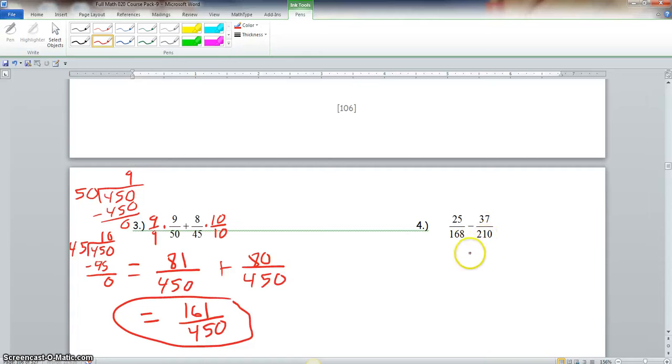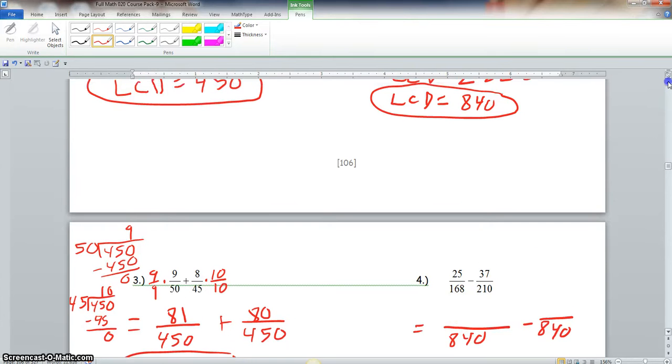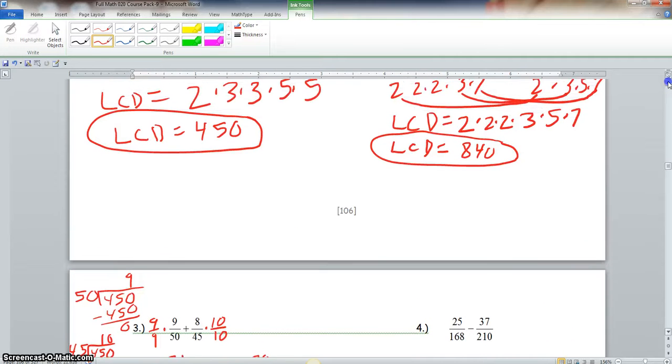Now we go here, 168 over 210. Now we found the LCD from the previous problem. The LCD was 840. Now, what we have to do is here, we'll take 840 divided by 168. Now listen, this isn't as smooth as it was here. So this is what we need to do is this here. There's another method we could use.